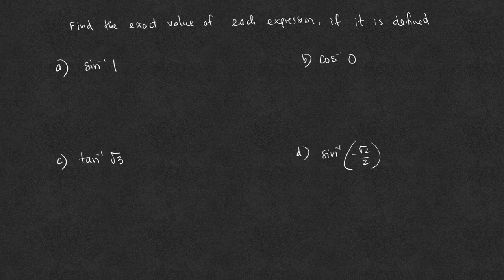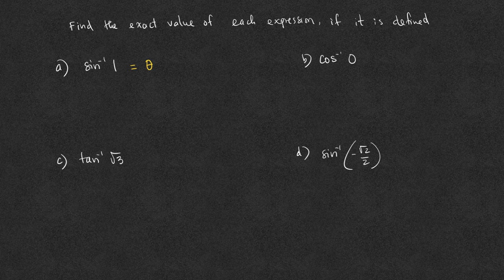Find the exact value of each expression if it is defined. Sine inverse of 1, cosine inverse of 0, tangent inverse of root 3, and sine inverse of negative root 2 over 2. Assuming that each of these has an answer, we will let that answer be theta, because the result of an inverse trigonometric function is an angle.